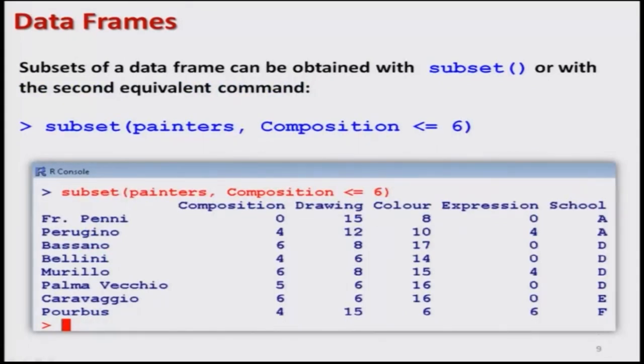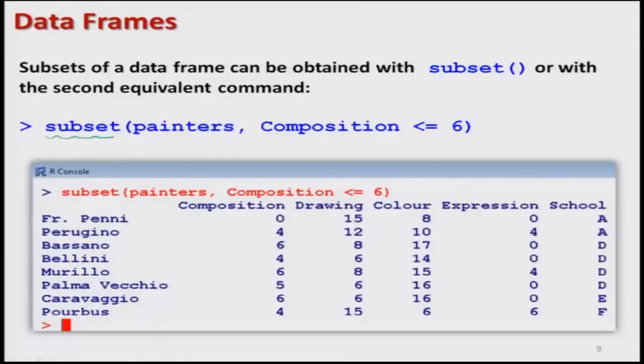Now I try to do some more calculations using these subset functions. In this case, we have found a subset where the school takes value F. Now, suppose my objective is to extract a subset of data from the data frame painters, where the variable composition is less than or equal to 6. This is the logical operator of less than or equal to, if you remember. And as soon as I do it, I get an outcome of this type.